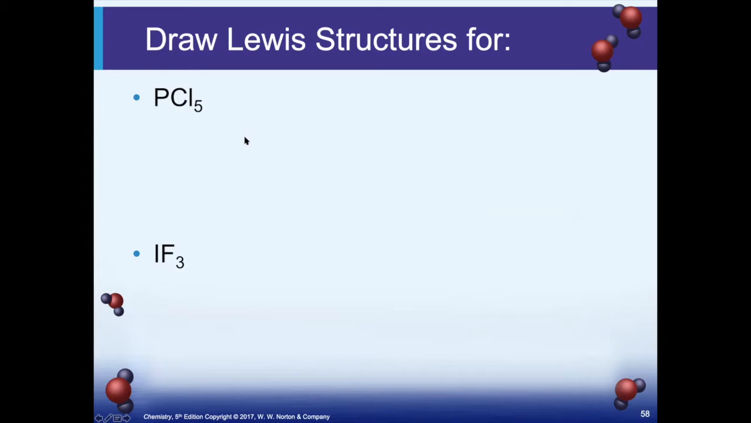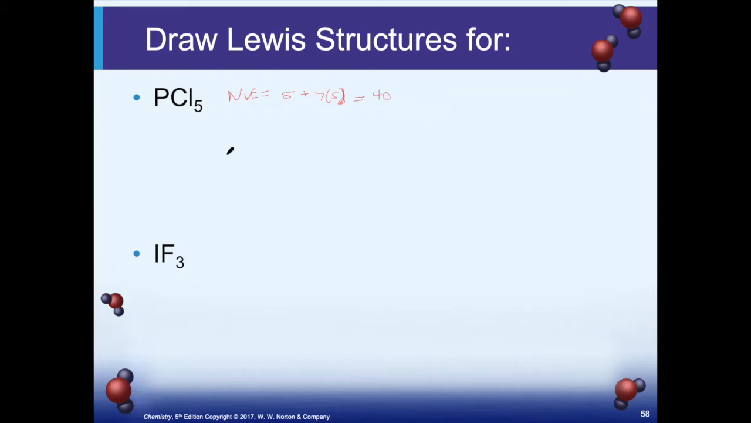Okay, so we're just going to do a couple more examples just to kind of drive home the point. So first of all, we'll do phosphorus pentachloride. Okay, so the number of valence electrons here is we've got 5 for the phosphorus, and then we have 7 for each chlorine, and there are 5 chlorines.